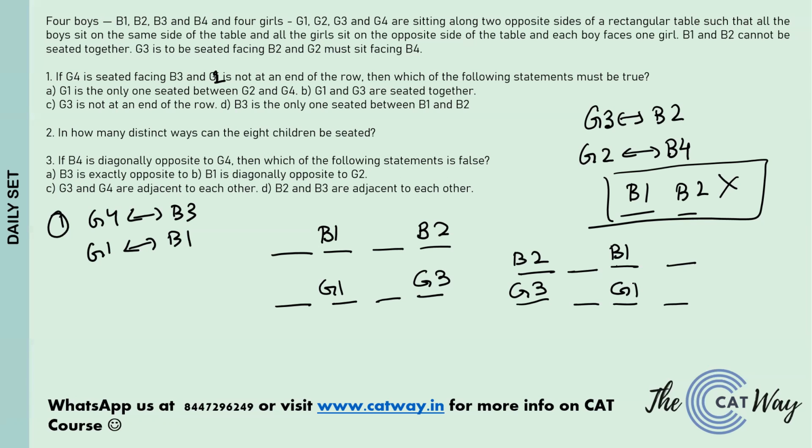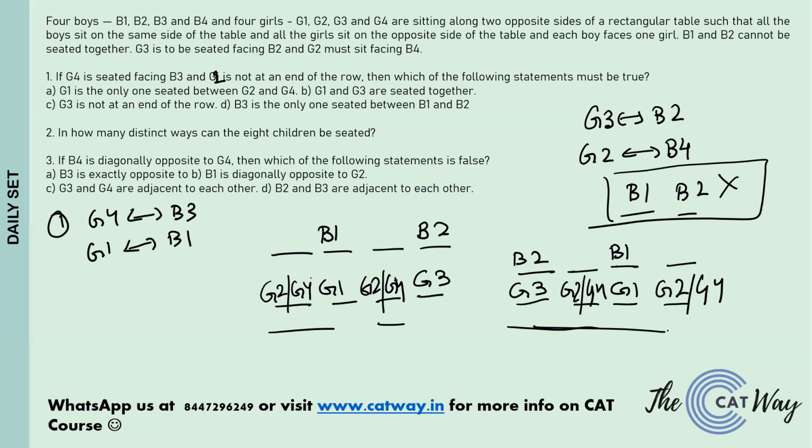So let us move ahead. The first one says that G1 is the only one seated between G2 and G4. Now that is perfectly fine, because in both the cases, whatever comes here, G2 or G4, here also G2 or G4 can come, and here also G2 and G4 can come. Whereas here also G2 can be there or G4 can be there. So the first statement is perfectly right, that G1 is the only one seated between G2 and G4. Talk about any of the cases, G1 is the one that is sitting between G2 and G4. So the correct answer for this question is option number 1.